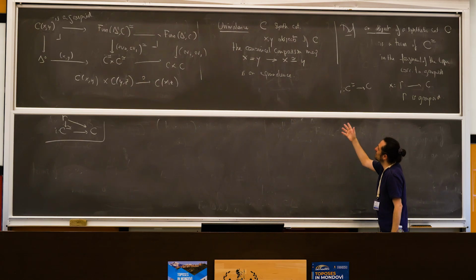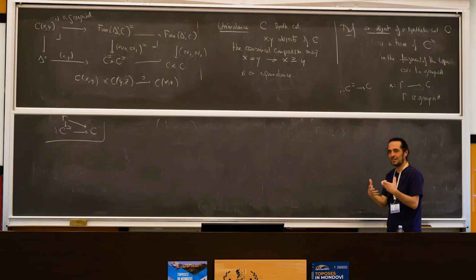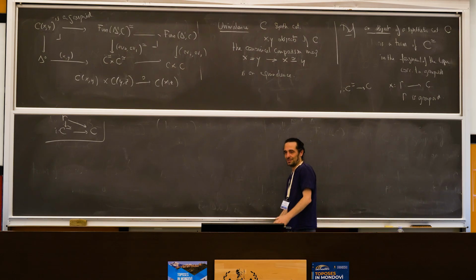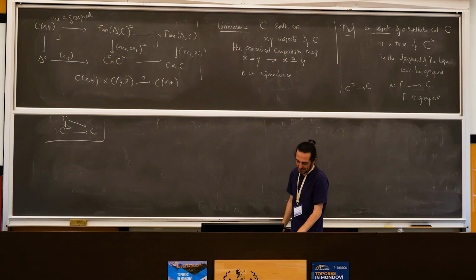So that is one way to see that the univalence, in the classical sense, will apply to categories themselves. Yeah. But we are not there yet. We are on our way to it.